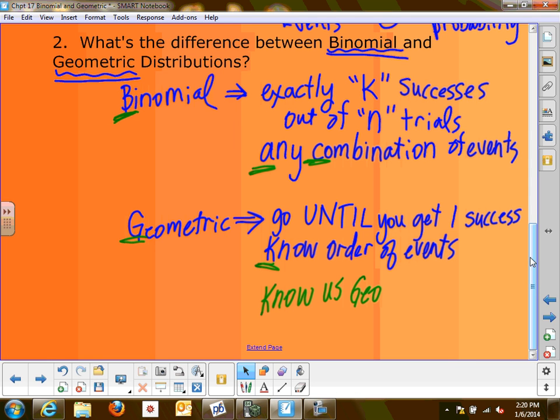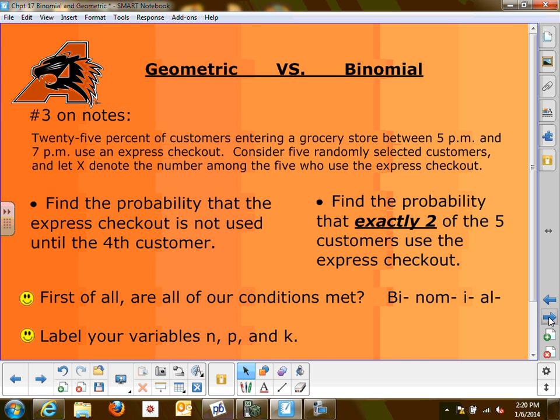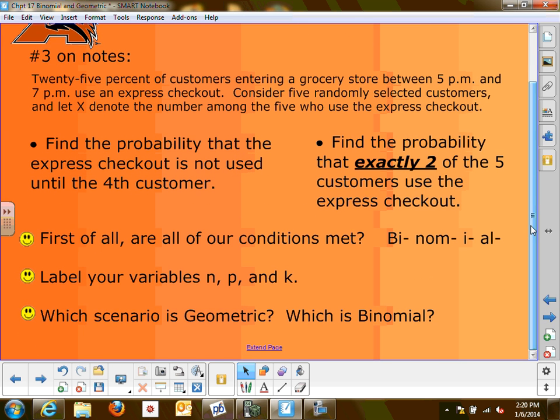Okay. So let's actually do a problem. Here is your homework problems that you're doing. Here is your number 3 on your notes. We're going to do this problem, and I'm going to give you one of the ways to do it is geometric, and one of the ways is binomial. We're going to talk about the difference between those. So here we go. Number 3.